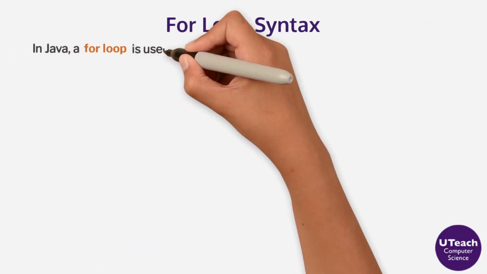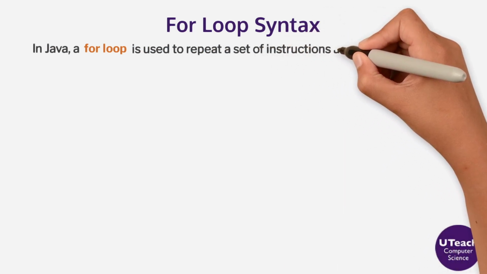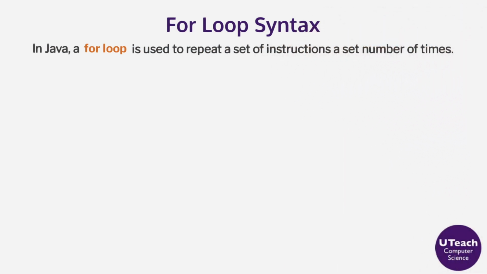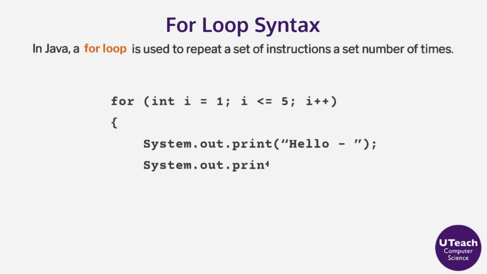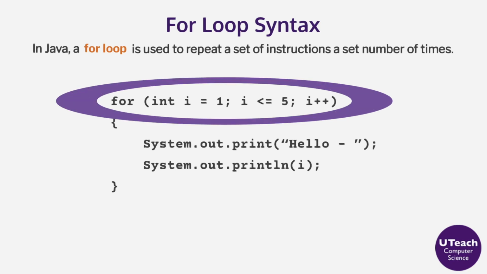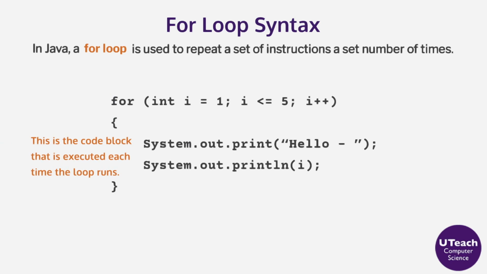In Java, a for loop is used to repeat a set of instructions a set number of times. This is an example of a for loop showing the syntax. This for statement controls the looping. This is the code block that is executed each time the loop runs. Notice that the semicolon is missing from the for statement. A semicolon indicates to Java the end of a programming statement. The end of the for statement is not until after the body of the loop.